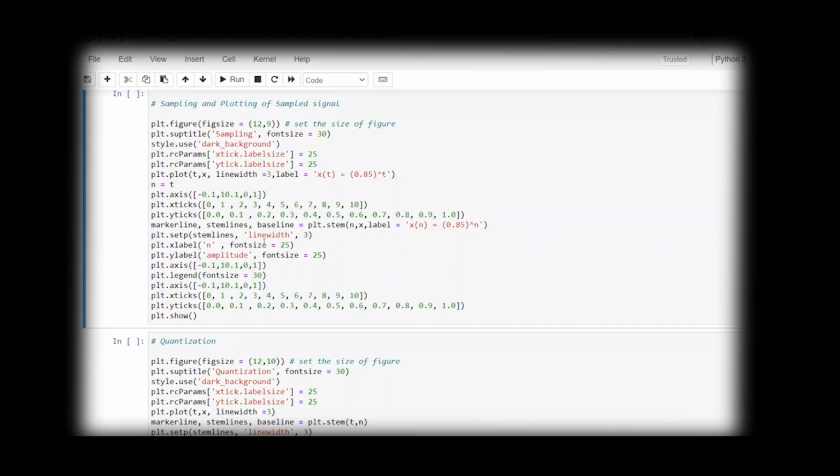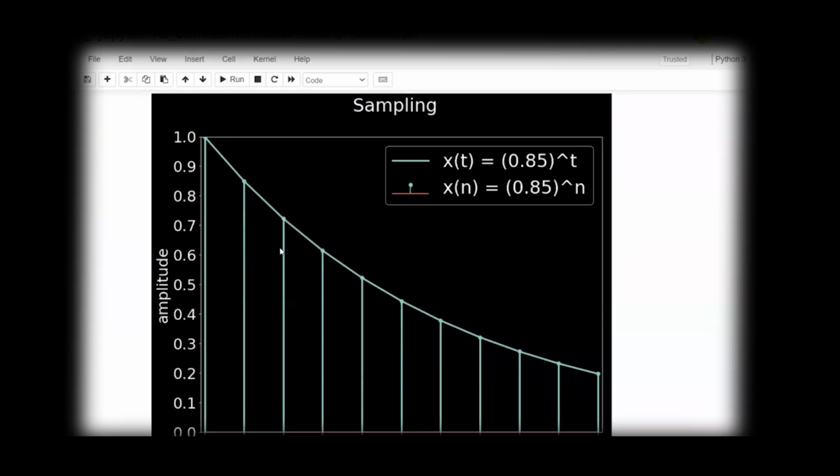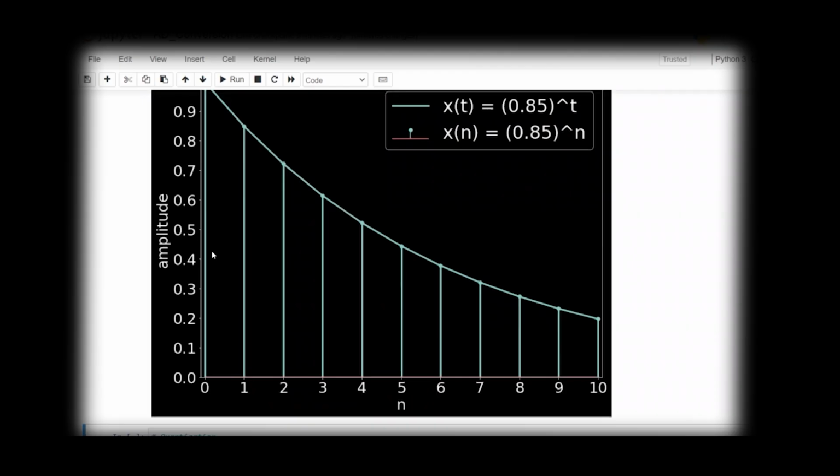Now, let's run the code and see the result. You can now see that both the analog and the sampled signals are shown on the screen. The smooth curve represents the analog signal, and the vertical stems represent the discrete signal. This is our continuous signal, and these are our samples taken at n equals 0, 1, 2, 3, 4, 5, 6, and 7. You can observe that the samples are taken at regular intervals.